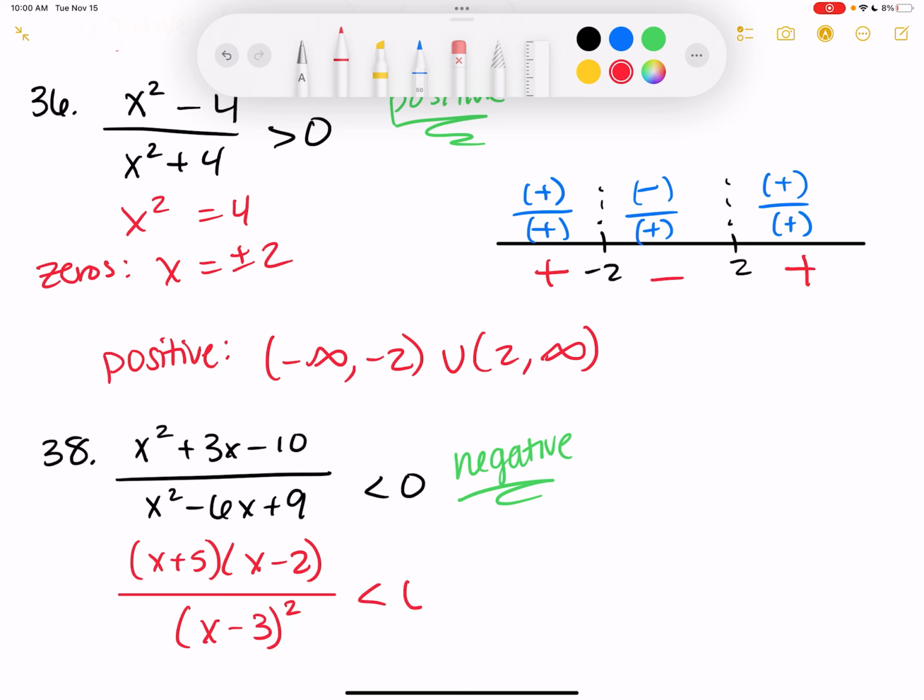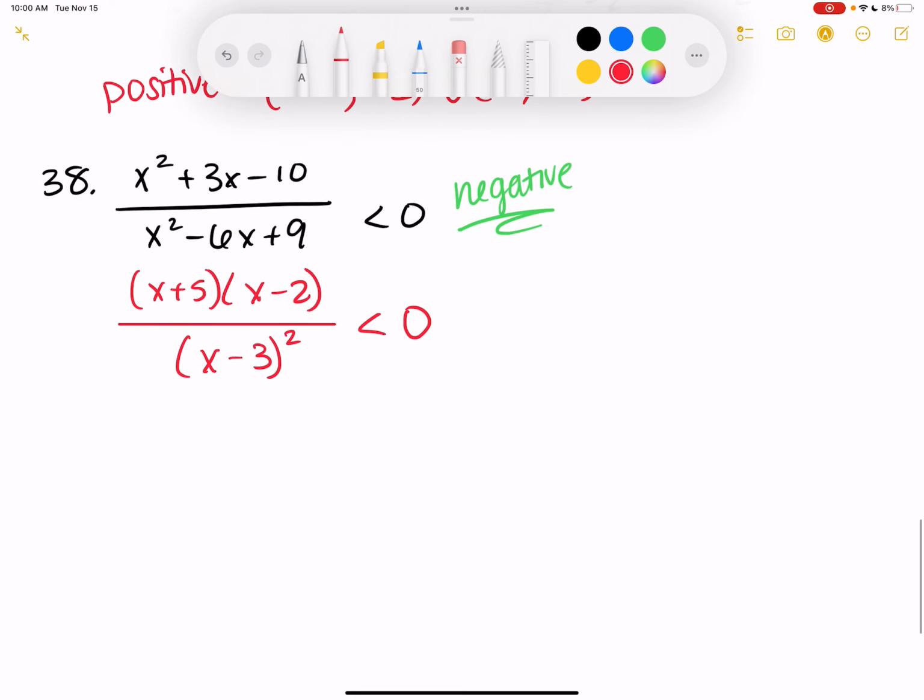So it's less than 0. Now you need to find where it's 0 and where it's undefined, if those occur anywhere, and then do the sign chart. So I'm going to have y'all pick it up there and do it now that we've set it up.